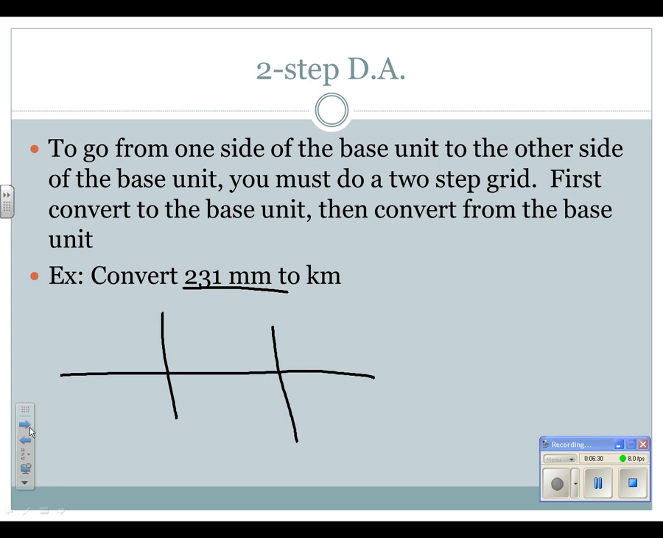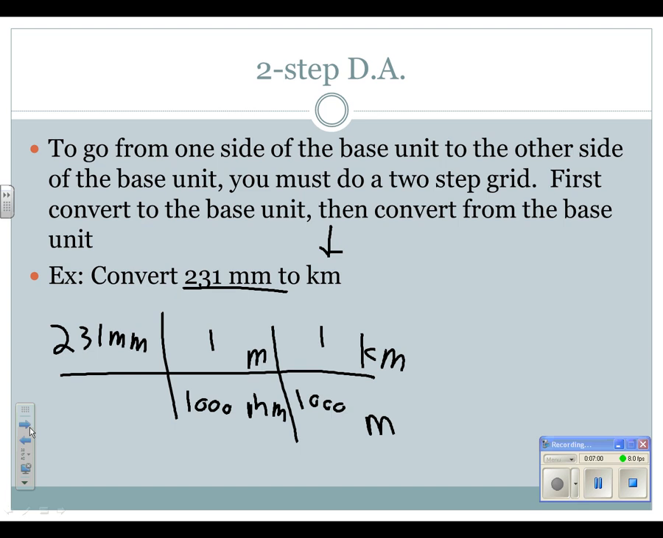We're going with our given 231 millimeters. Okay, millimeters in the top left, millimeters go in the bottom right. Now we always go back to our base units, so here's our meters. Got meters in the top left, we're still going to move that down there to the bottom right, and eventually want to be in kilometers. Now from here, all we got to do is put in our relation values. There are 1,000 millimeters in 1 meter, and 1,000 meters in 1 kilometer.